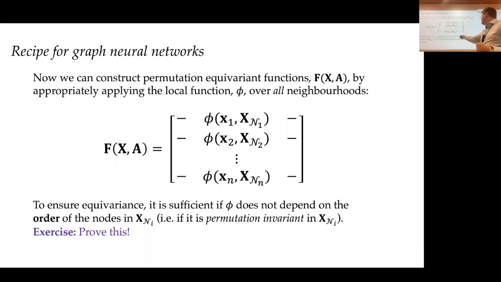Because this local function phi now works over this multi-set of neighborhood inputs, it must be permutation invariant to the order of the neighbors, right? Because if it wouldn't be, then it would depend on how you stack the neighbors. So as long as phi is permutation invariant, F will be permutation equivariant. I think it's a really fun algebraic exercise to try to prove this. If you have some time after the tutorial or in between the session, try to prove it to yourself that if this guy is invariant, this guy will be equivariant, okay?